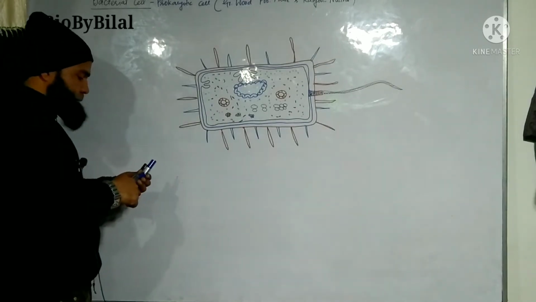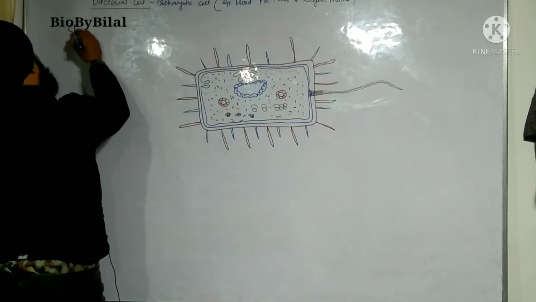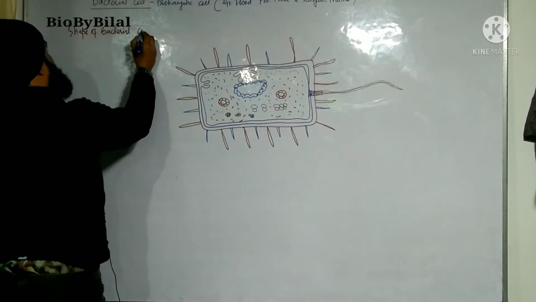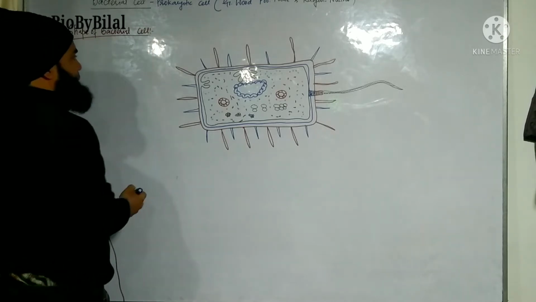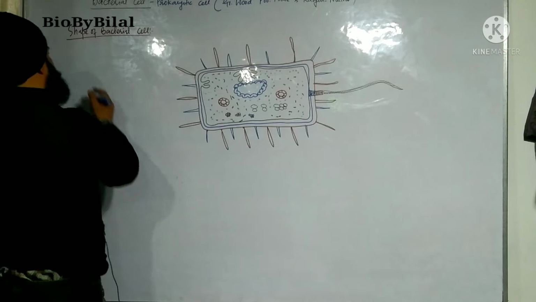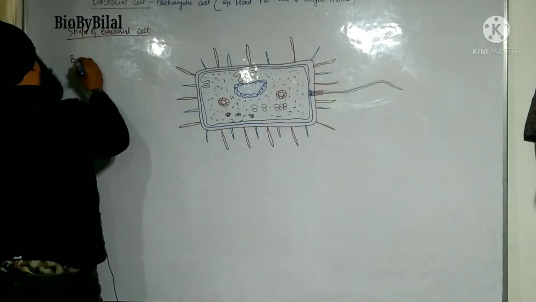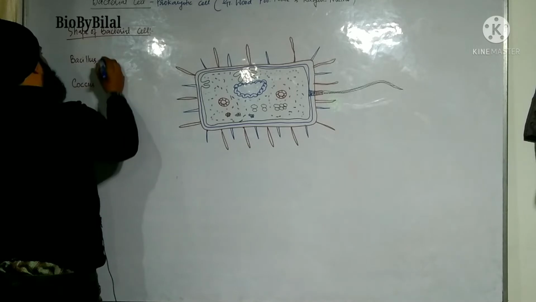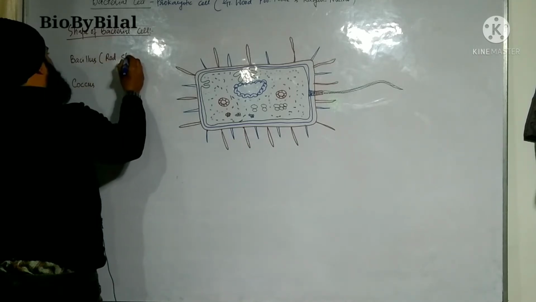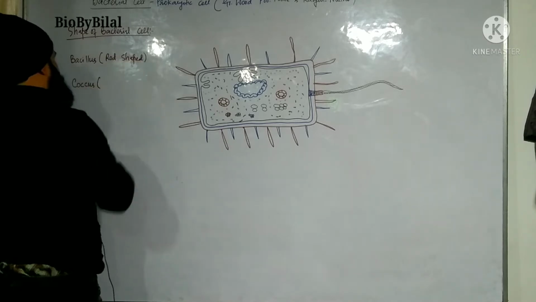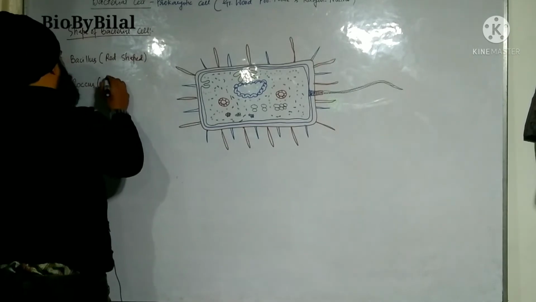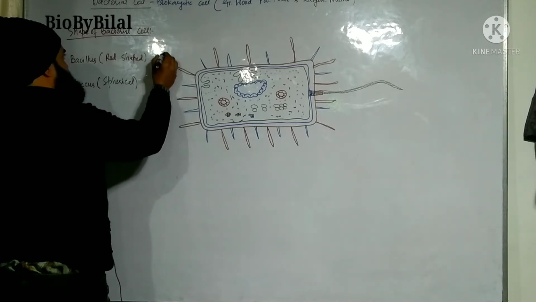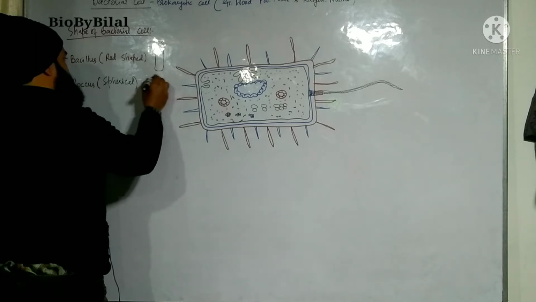First of all, I will tell you the shape of the bacterial cell. What is the shape of the bacterial cell? The bacterial cell has 4 types of shapes. First one is called the bacillus. Second is called the coccus. Bacillus means rod shaped. Coccus means spherical. This is a rod shaped bacteria, it's rod-like, and this is the spherical shaped bacteria.